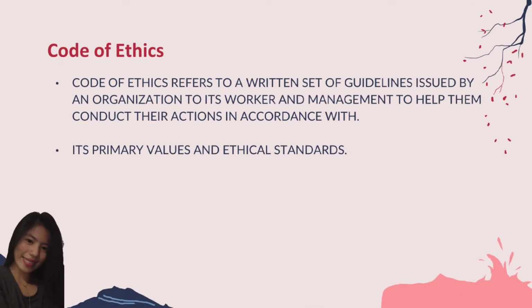So in my part, I will discuss the code of ethics. But before I go further, let me first define the code of ethics and where it is referred to. So, code of ethics refers to a written set of guidelines issued by an organization to its workers and management to help them conduct their actions in accordance with it. So, a code of ethics is important because it clearly lays out the rules for behavior and provides the groundwork for a preemptive warning, its primary values and ethical standards.